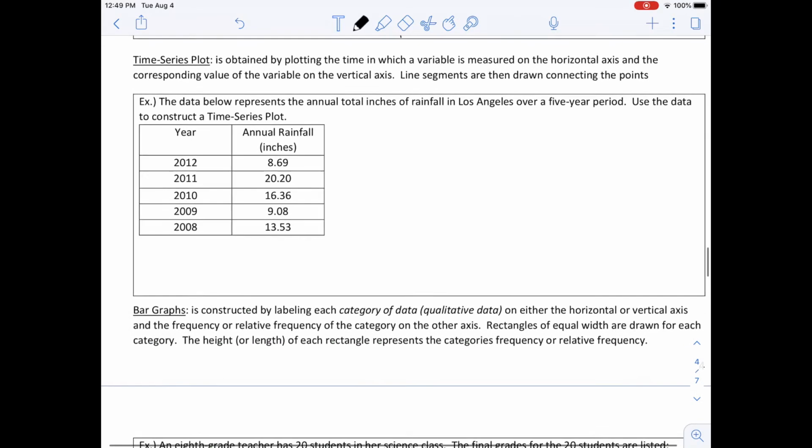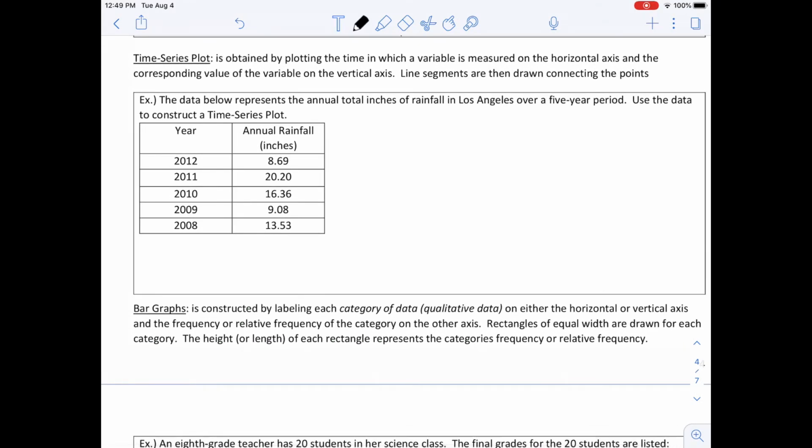The next type of graph that we have is a time series plot. It is obtained by plotting the time in which a variable is measured on the horizontal axis and the corresponding value of the variable on the vertical axis. Line segments are then drawn, connecting the points. So we are going to connect those points.